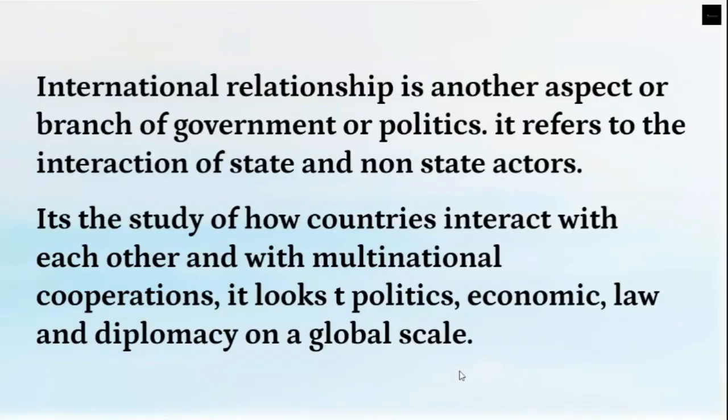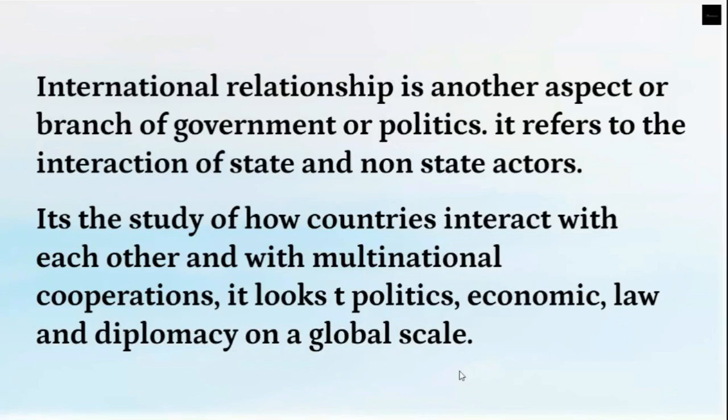So it has to do with the study of how countries interact with each other, how they cooperate with multinational corporations. It looks at politics, their economics, their law, their diplomacy, and the rest. That's international relationship.